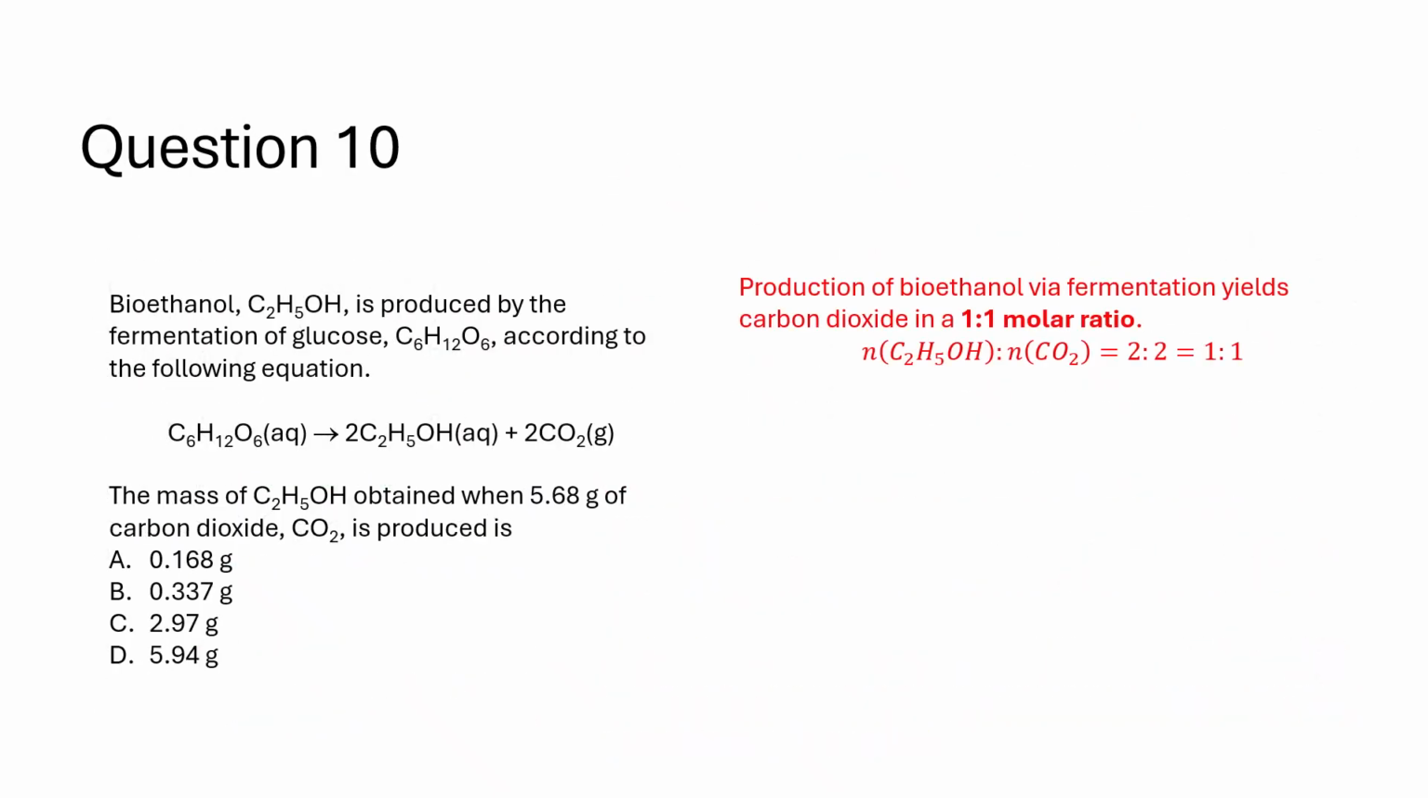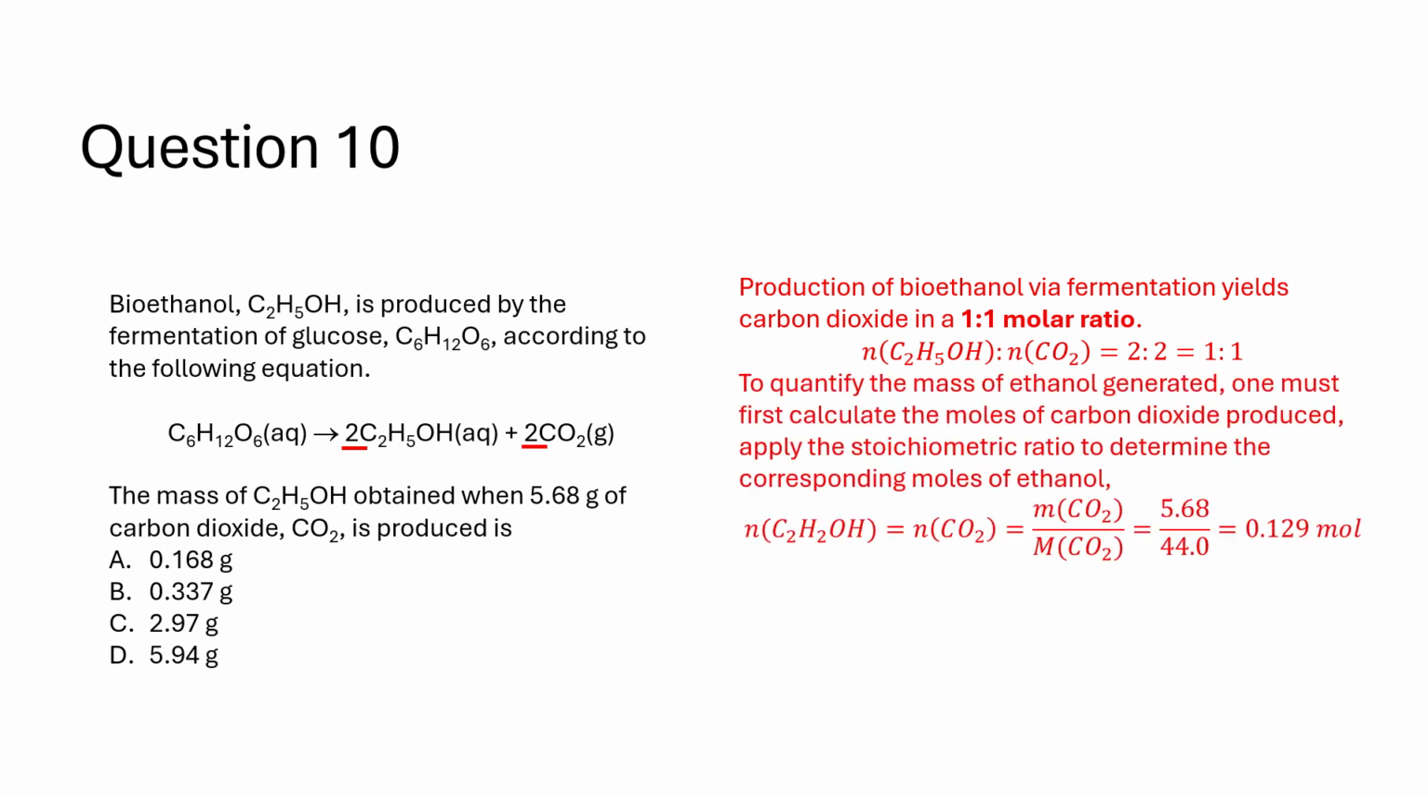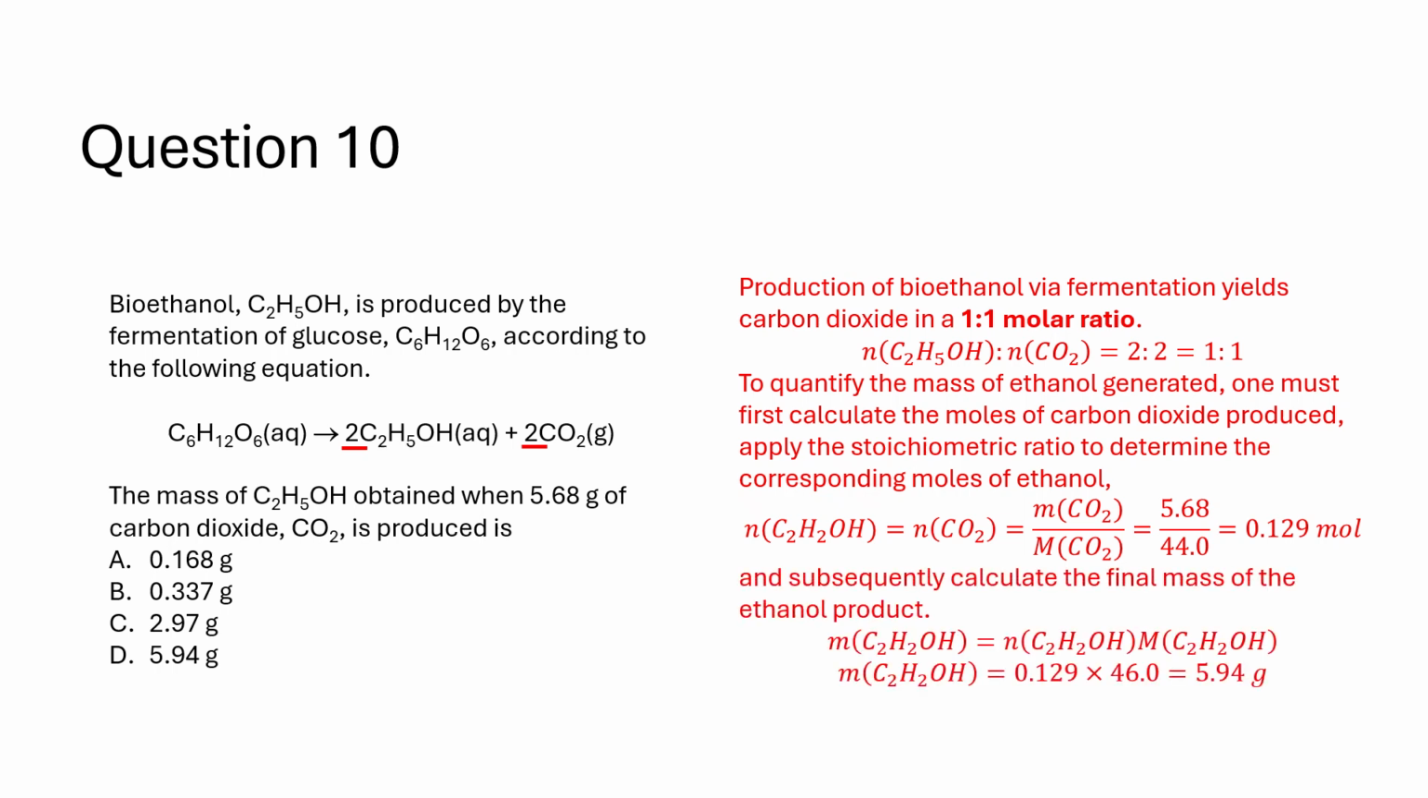Production of bioethanol via fermentation yields carbon dioxide in a 1:1 molar ratio. To quantify the mass of ethanol generated, one must first calculate the moles of carbon dioxide produced, apply the stoichiometric ratio to determine the corresponding moles of ethanol, and subsequently calculate the final mass of the ethanol product.